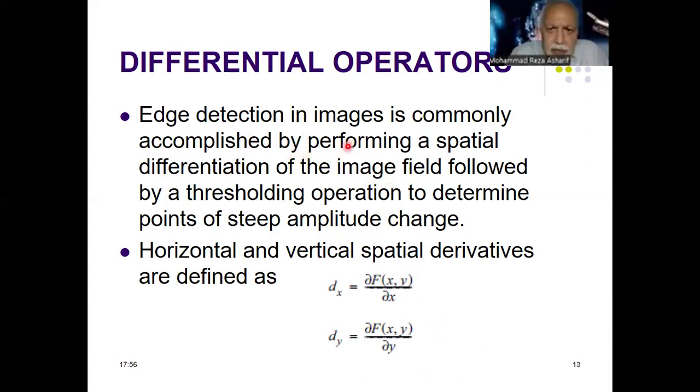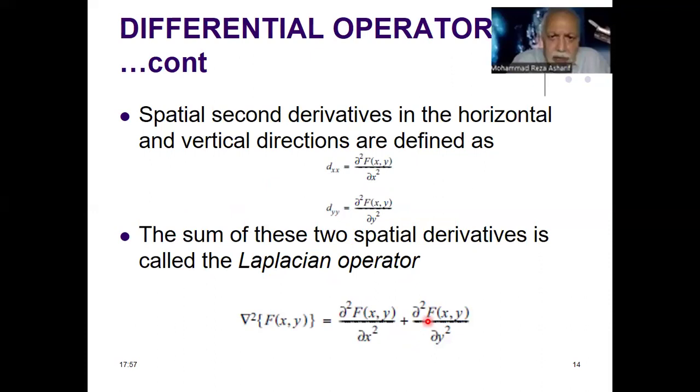Edge detection in an image is commonly accomplished by performing a spatial differential of the image field, followed by a threshold operator to determine points of steepest amplitude change. Horizontal and vertical, so we have two. This is the differential in the X direction and the differential in the Y direction. The second derivatives in the horizontal and vertical are defined as dxx and dyy. The sum of these two is the Laplacian operator.